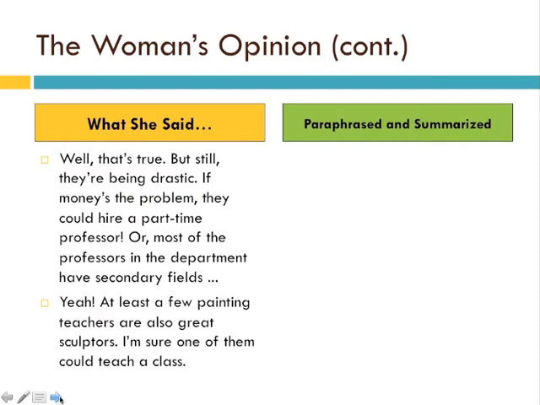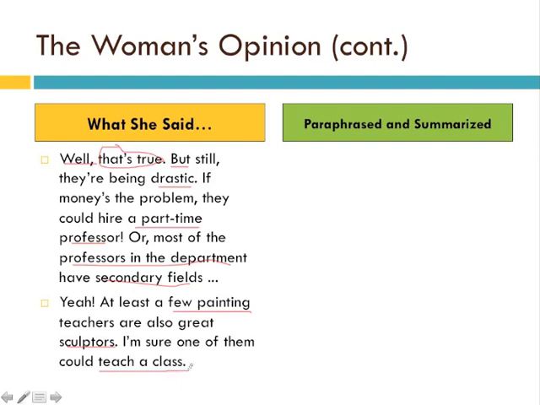Finally, she talks about here, in responding to the money situation, again, she's using an acknowledgement cue as to what the man is saying. "Well, that's true." But then she disagrees with the level of the response. It's too drastic. If money's the problem, they could hire part-time professors. Or the professors in the department have other degrees as well. And those particular painting teachers can teach sculpting. They're great sculptors. And she's pretty sure one of them could teach a class.